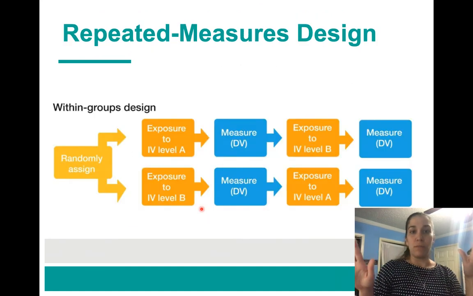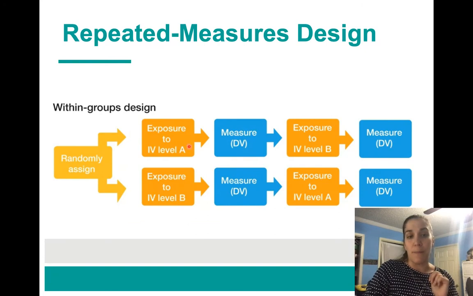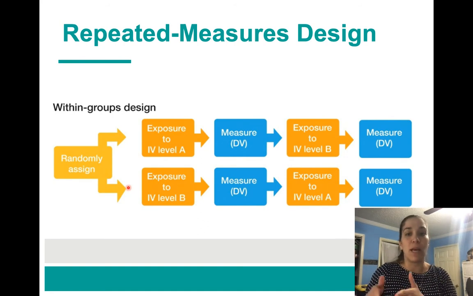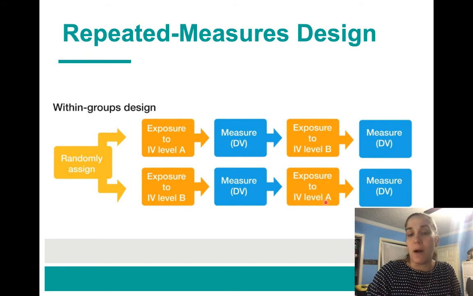So to map it out, you still use random assignment. You randomly assign participants to either be exposed to independent variable level A first, then the DV, then exposure to independent variable level B, or a different group of participants. So you still have two groups, but it's still considered repeated measures. It's within groups because they're being exposed to every level of your independent variable. So the second group is exposed to level B first, then DV, then level A, the first level.